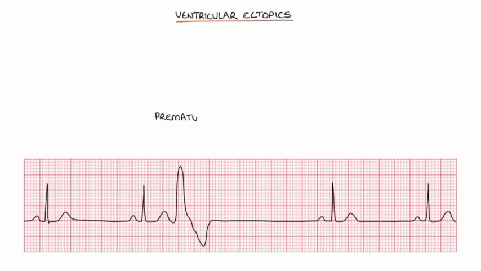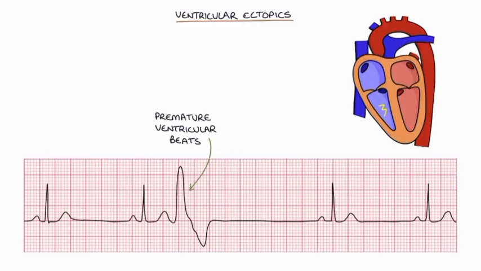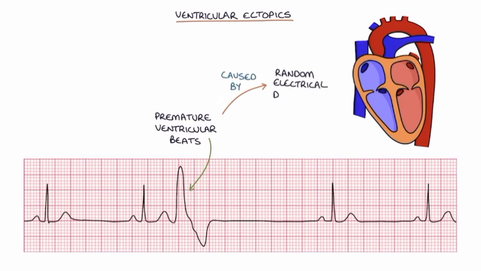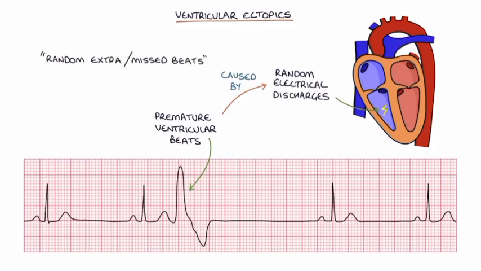Next, let's talk about ventricular ectopics. Ventricular ectopics are premature ventricular beats caused by random electrical discharges outside the atria. Patients often present complaining of random extra or missed beats. They're relatively common at all ages and in healthy patients. However, they're more common in patients who have pre-existing heart conditions, for example, ischemic heart disease or heart failure.